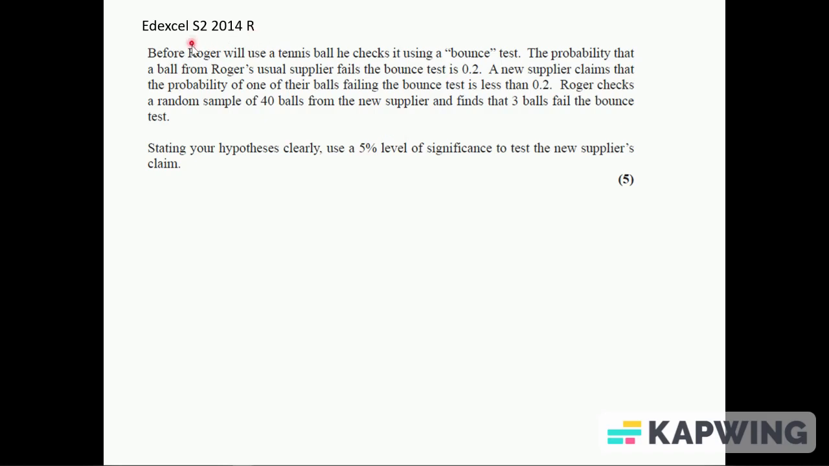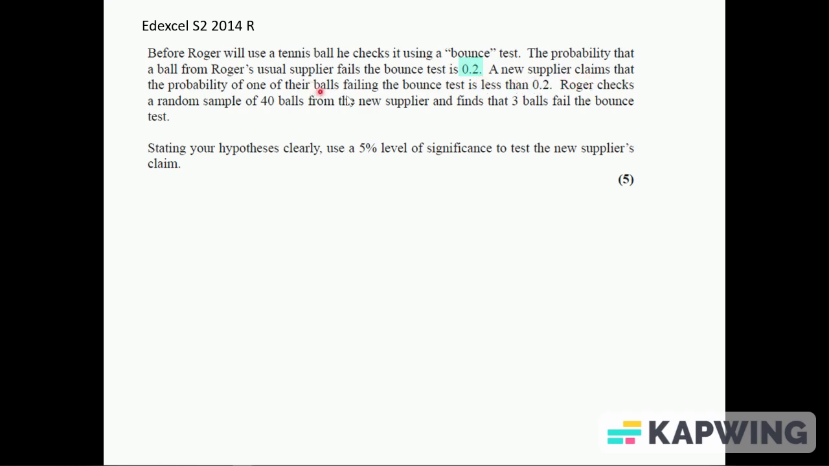Right, got the old S2 paper, 2014 regional paper, the old international papers, binomial hypothesis testing. Before Roger will use a tennis ball, he checks it using a bounce test. So he bounces all his balls to make sure they all work. The probability that a ball from Roger's usual supplier fails the bounce test is 0.2. 20% of his current balls fail.